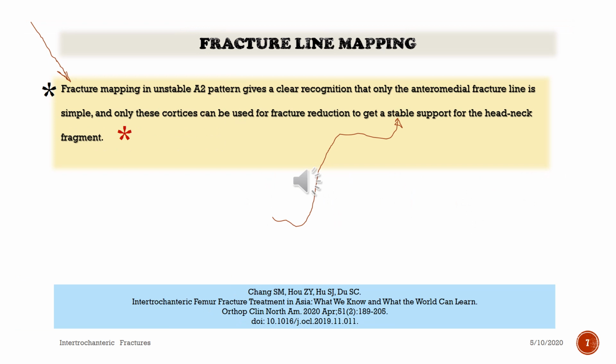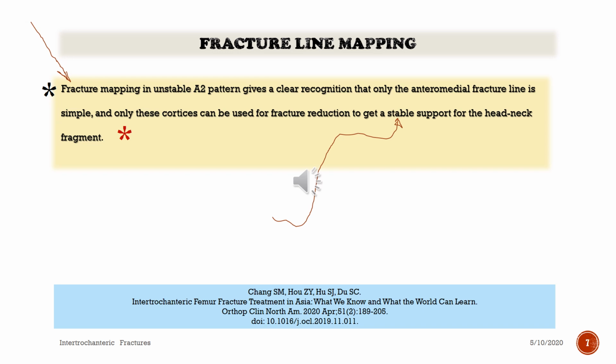Fracture mapping in the unstable A2 pattern gives a clear recognition that only the anteromedial fracture line is simple, and only these cortices can be used for fracture reduction to get a stable support for the head neck fragment.